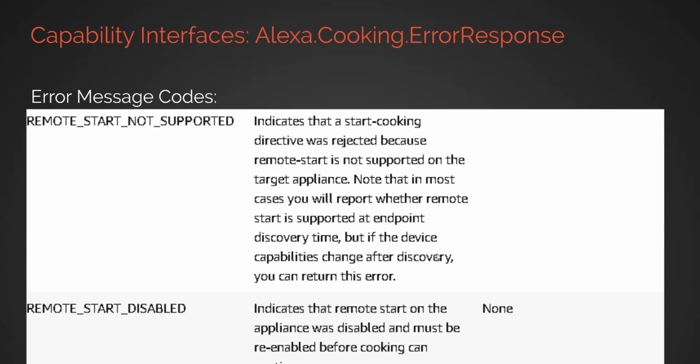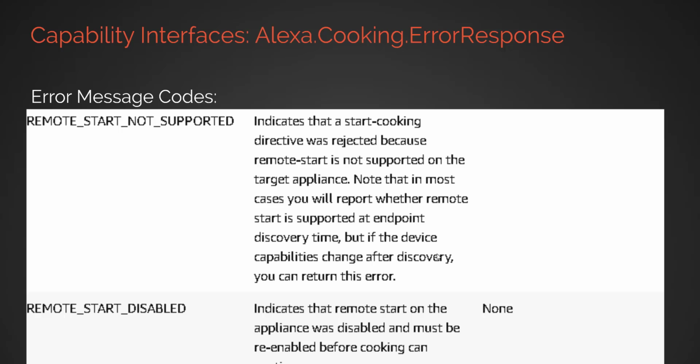Okay, the next one we've got is REMOTE_START_NOT_SUPPORTED, and this indicates that a start cooking directive was rejected because remote start is not supported on the targeted appliance. Note that in most cases, you will report whether remote start is supported at endpoint discovery time, but if the device capabilities change after discovery, you can return this error. So think about an update. There might be an online system and you do a software update. That might be a case where Alexa recently discovered the system, but then an upgrade occurred, and this upgrade was incompatible with this interface and has broken that interface. That might be where you run into that situation.